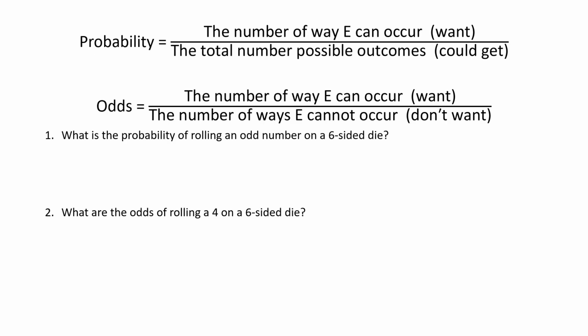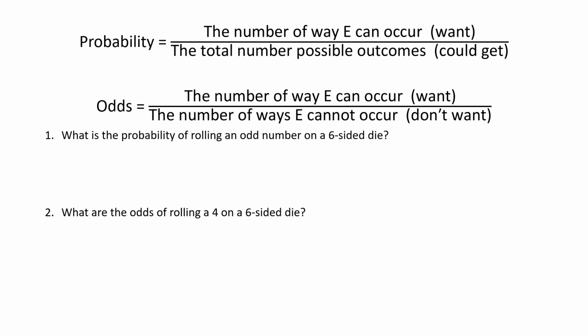H is all about probability and odds. And so you need to write down these equations somewhere. Probability is what you want to occur over what you could get. Odds are what you want to occur over what you don't want to occur. So look at these 2 problems. What is the probability of rolling an odd number on a 6-sided die?